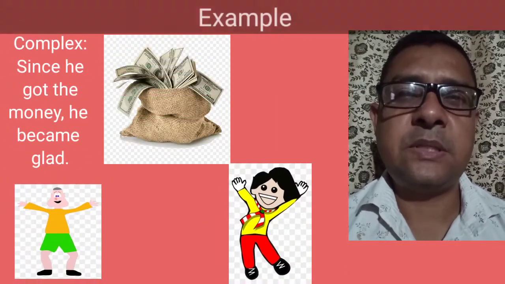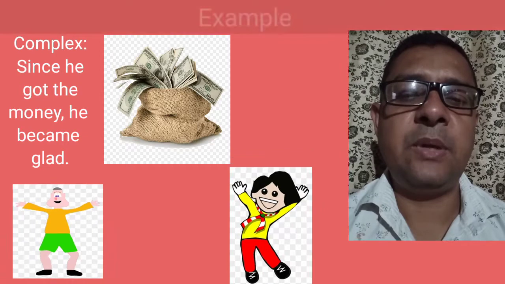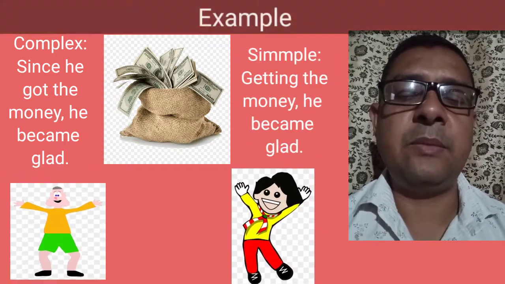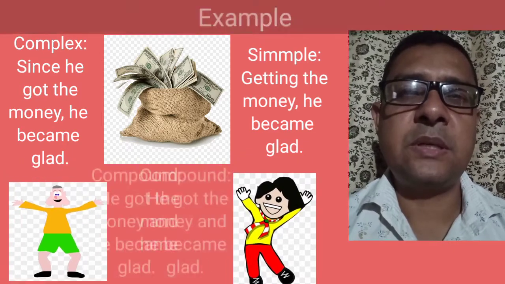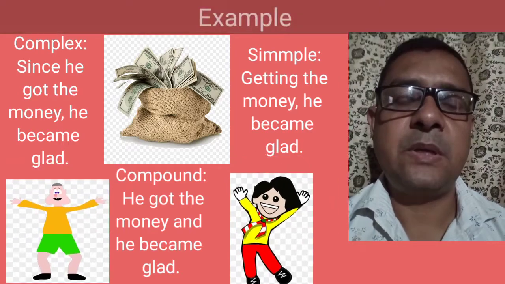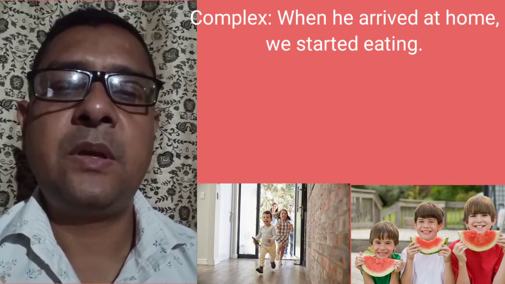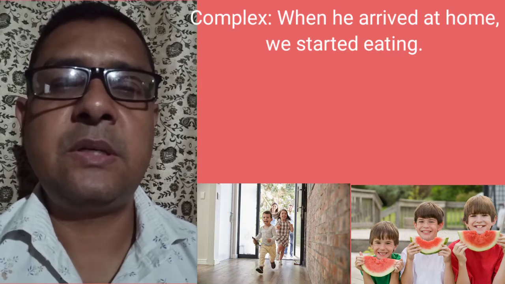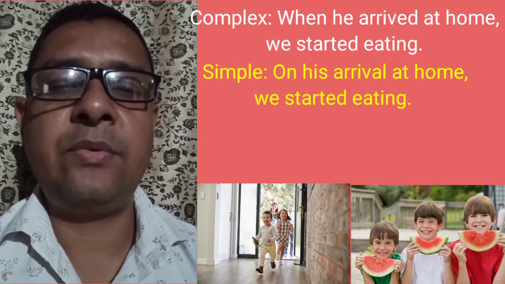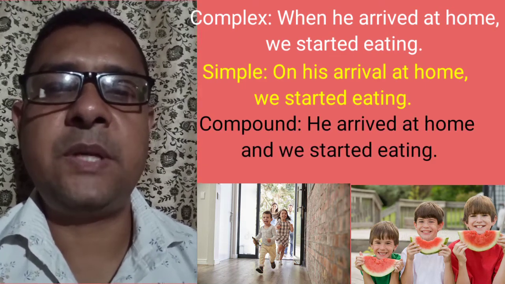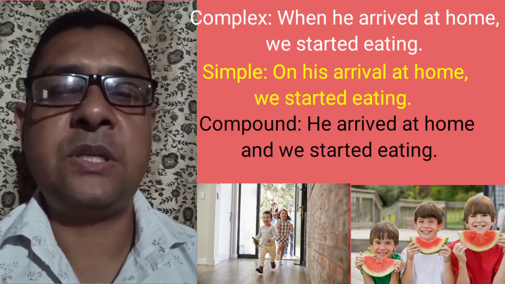Another example: since he got the money, he became glad. Simple sentence: getting the money, he became glad. Compound sentence: he got the money and became glad. Exceptional example: complex sentence: when he arrived at home, we started eating. Simple sentence: on his arrival at home, we started eating. Compound sentence: he arrived at home and we started eating.